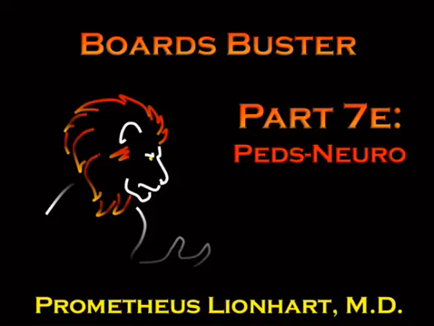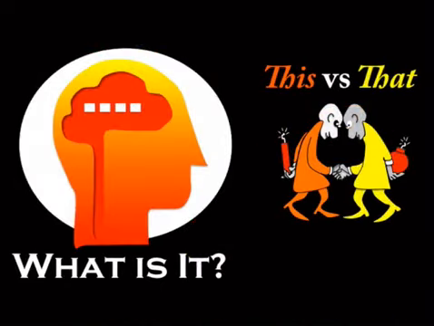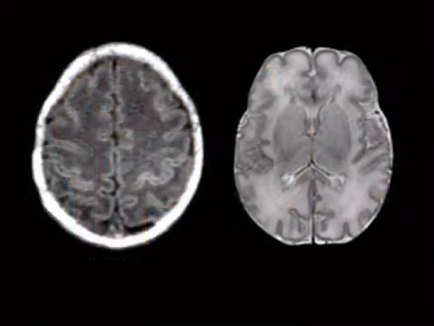Okay, so this is our congenital neuro peds talk, focusing primarily on brain malformations. Starting out with a this versus that case, I just want to talk briefly about the differences between what a pediatric brain MR can look like versus an adult brain MR.